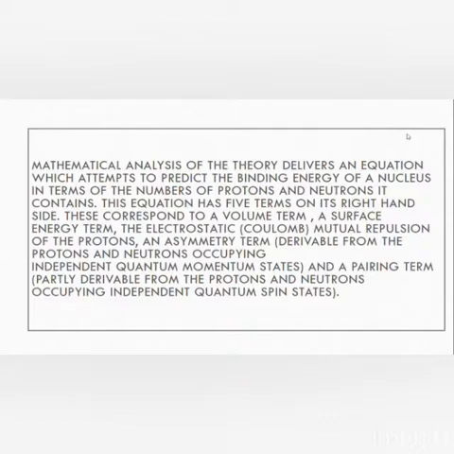The mathematical analysis of the theory delivers an equation which attempts to predict the binding energy of a nucleus in terms of the number of nucleons in it. This equation has 5 terms on its right hand side. These correspond to a volume term, a surface term, the electrostatic term, the asymmetry term, and a pairing term.